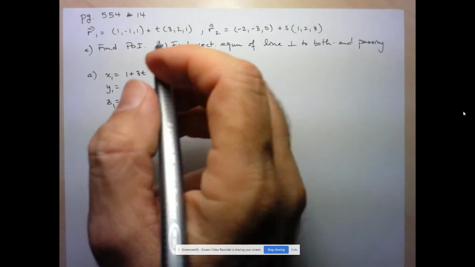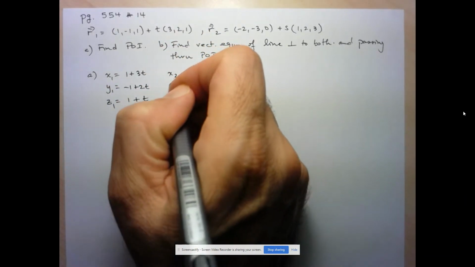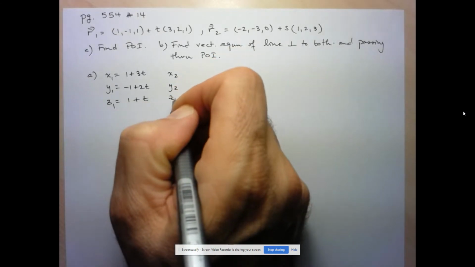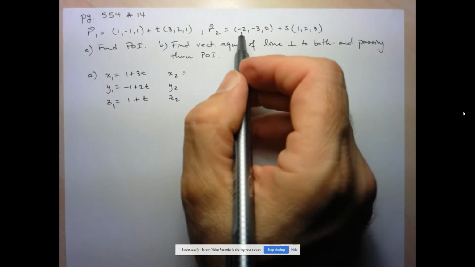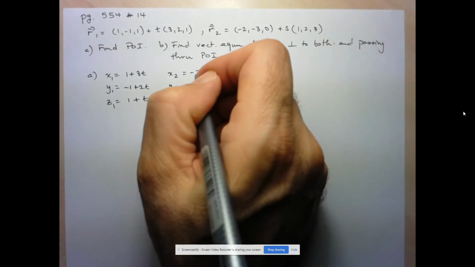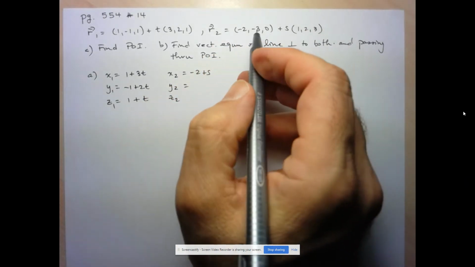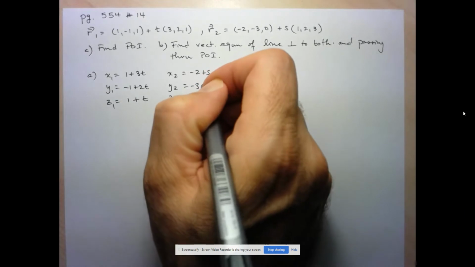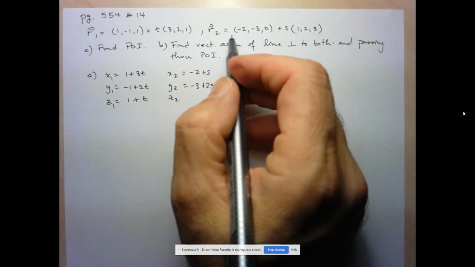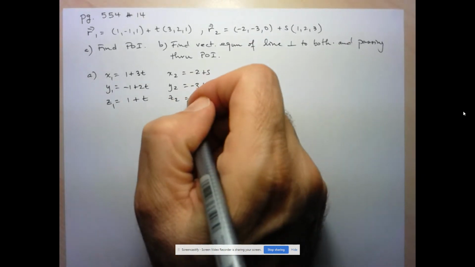Let's do the same thing now for the second line. So here we have x2 equals -2 plus s. For y, -3 plus 2s. And then for z, we've got 0 plus 3s.